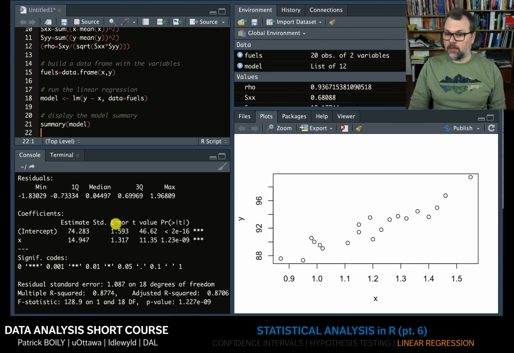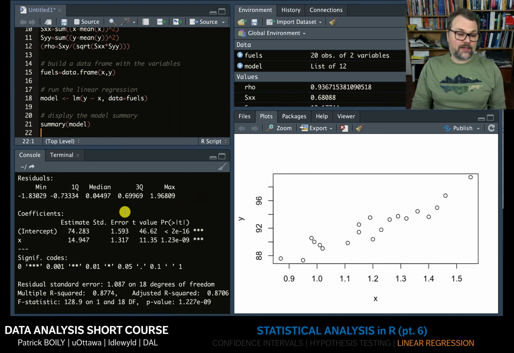This is what the model summary actually looks like. I have some information about the residuals, which we know are supposed to follow a normal distribution with mean 0 and with variance sigma squared. We would expect their median to be around 0, and the first quartile and third quartile to be somewhat symmetrical, and the max and min to be somewhat symmetrical as well.